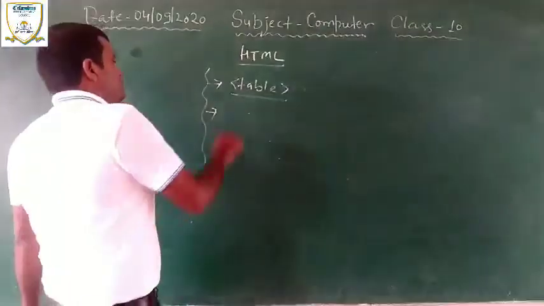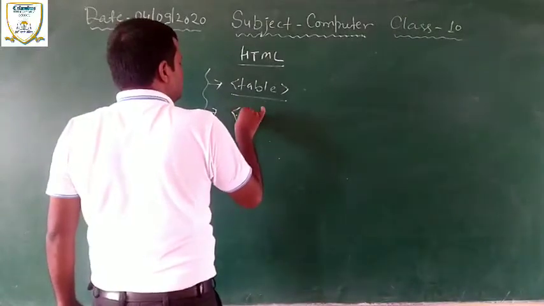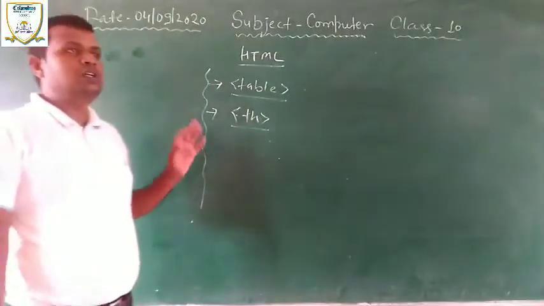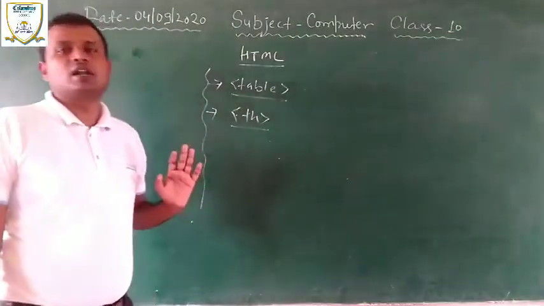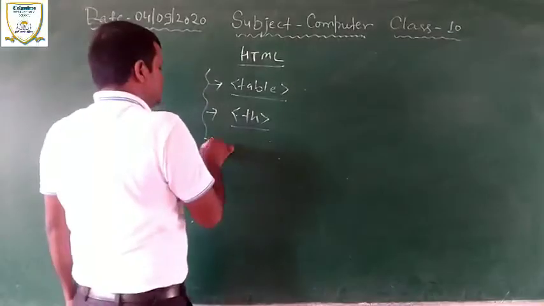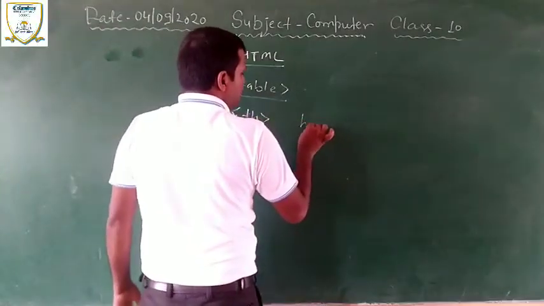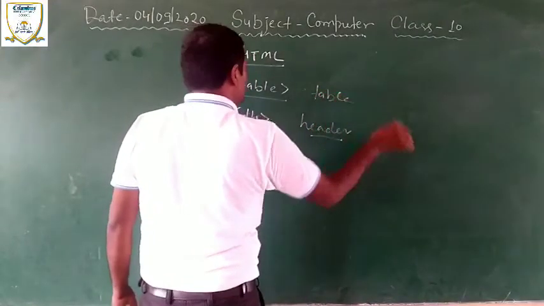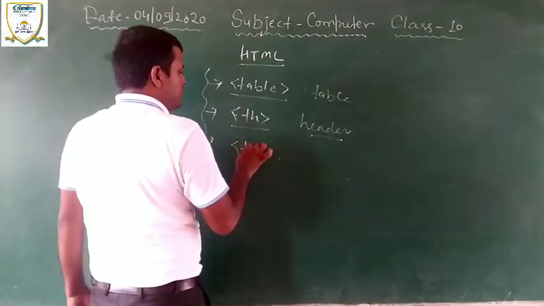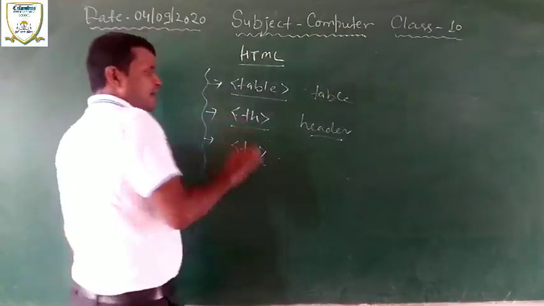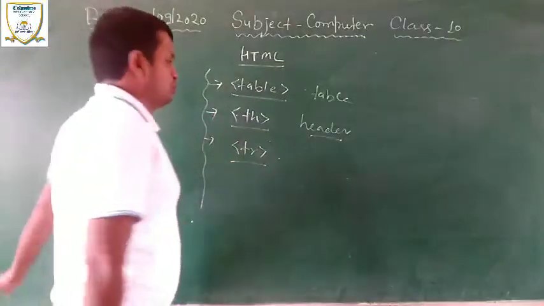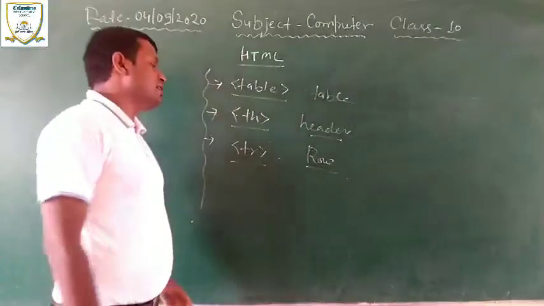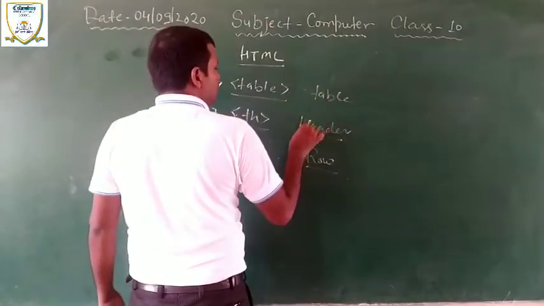Second is TH. Okay, TH is used to define the header of row and column. TH, it is used to define the header. TR, it defines the table row. What is defined by this? So table row.